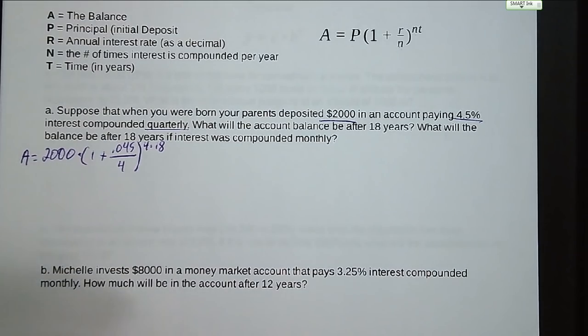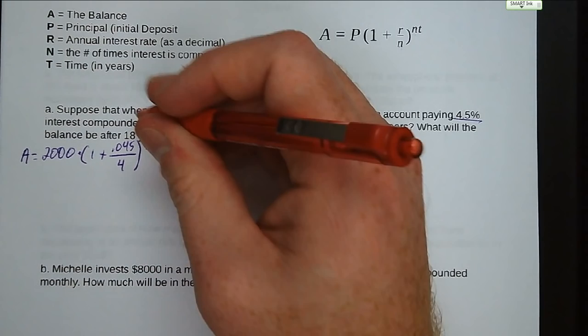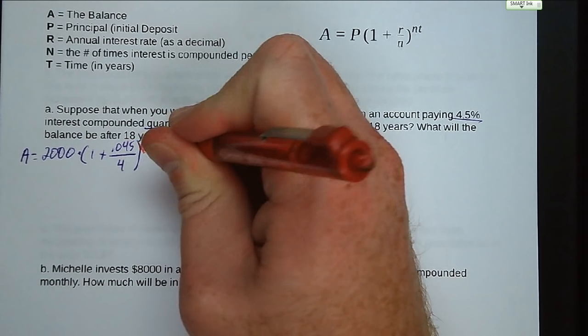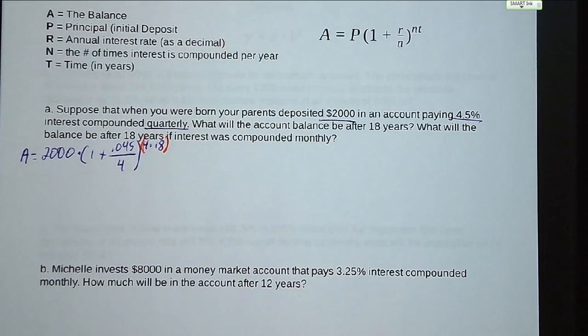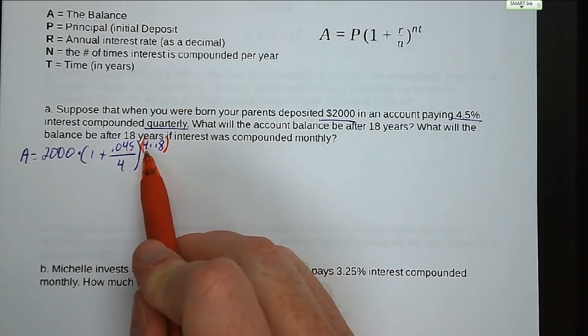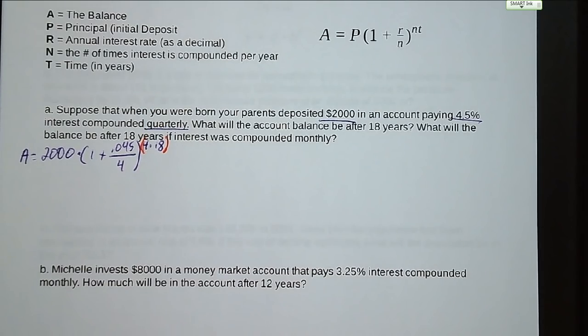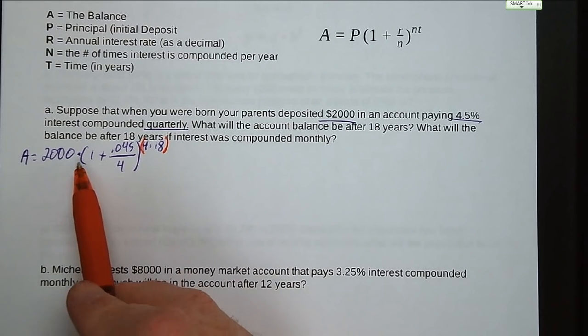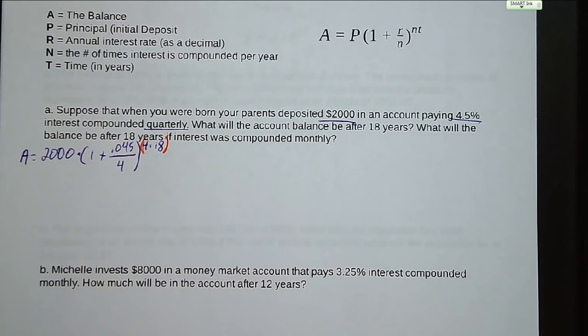Now, when you go to type all this into your calculator, there are a couple things you need to be very, very careful of. The first one is, and I'm going to put it in red here, you need to make sure you put this in parentheses. Because if you don't, you're only going to raise it to the 4th power, and then you're going to multiply your answer by 18, and you're going to get a much, much larger number than you want to get.